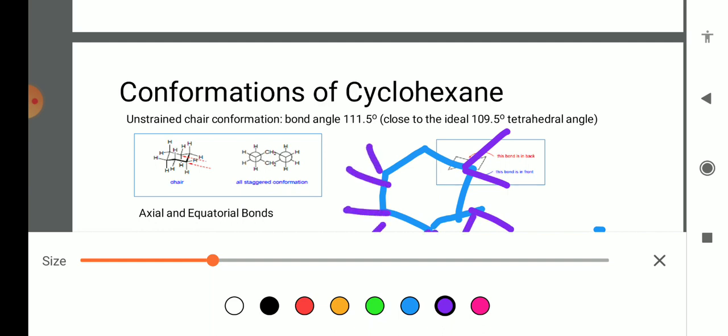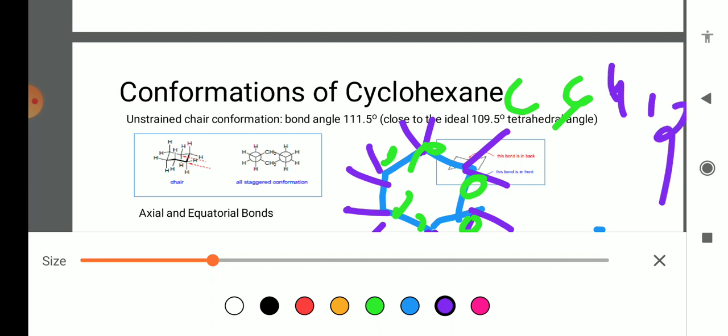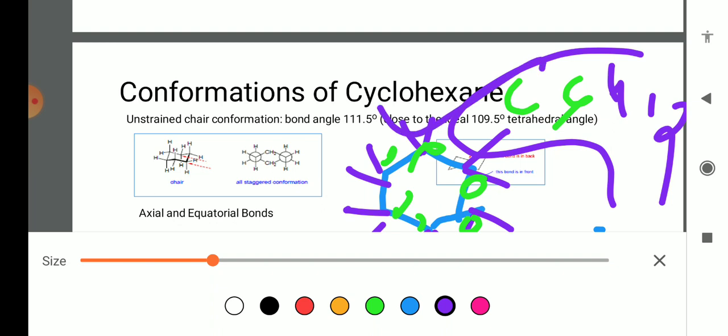So let me see. The number of carbons is this. The total number of carbons is 6, so it is called C6, and the total number of hydrogens is 12. So for cyclohexane, the formula is C6H12. Now let me see the conformation.